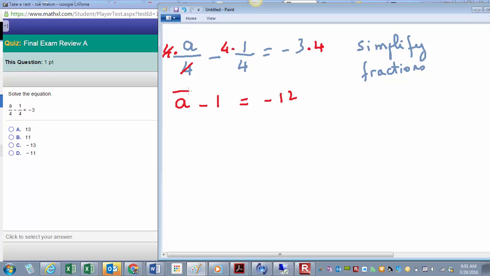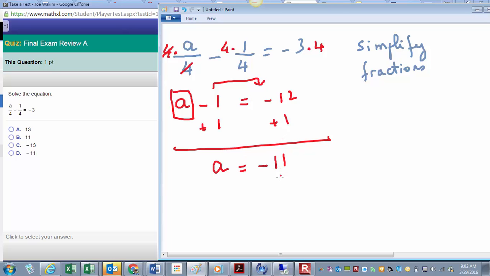So we just need a now. All we have to do is add 1 to both sides. So we use the multiplication principle. We multiplied everything by 4. Now we're going to use the addition principle in order to move that -1 to the right side. Add 1 to both sides. So a is -11. Final answer.